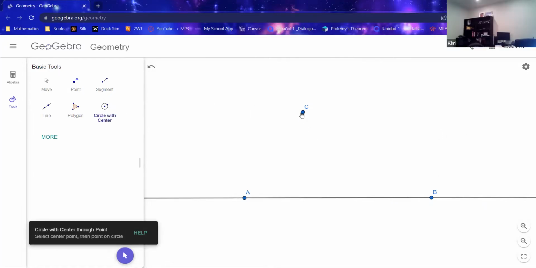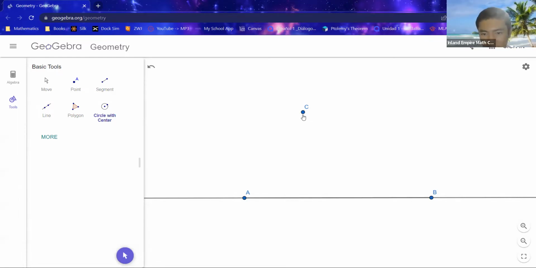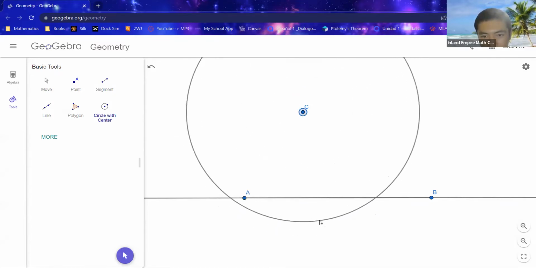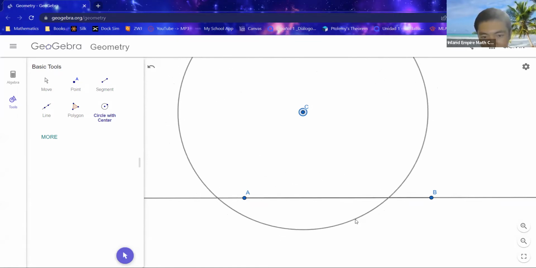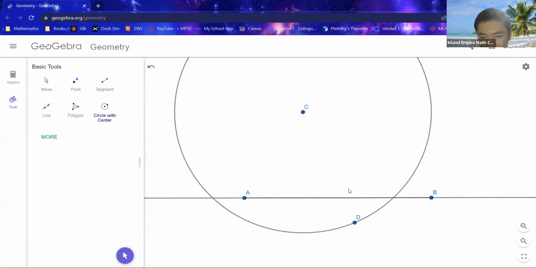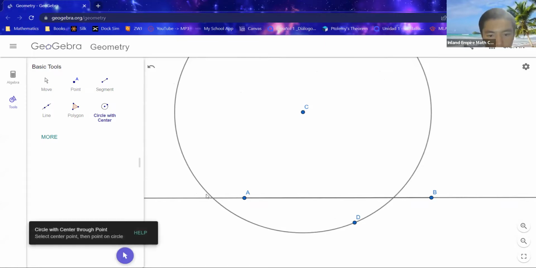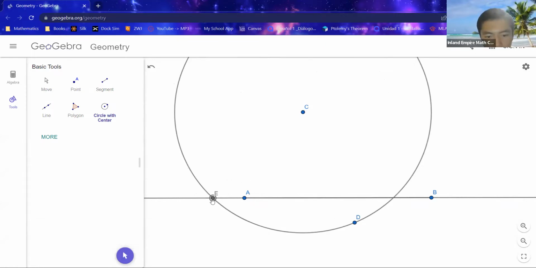The method is actually very similar to the one we use to construct perpendicular bisectors. But what you do is you draw any random circle you want, as long as it intersects the line at 2 points. So I'll just make it this big. And then using the intersection points, you draw 2 more circles.